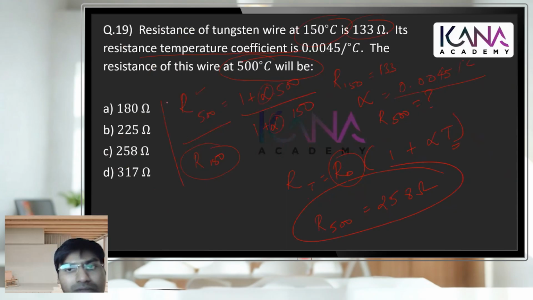So the key here is knowing this main formula, and then thinking about how to solve it, how to eliminate R0 to get this in a simplified version. So it will be option C.